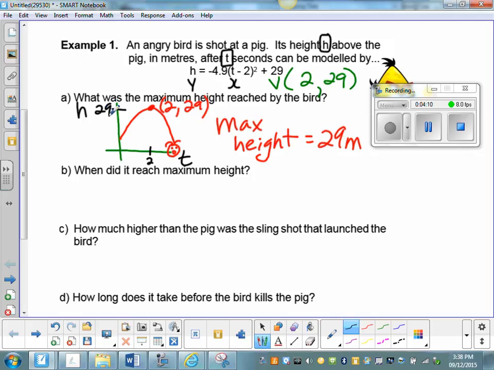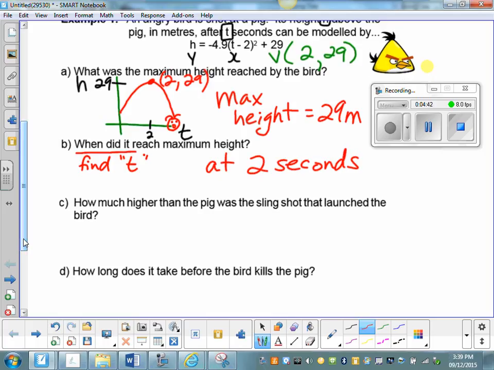The flip side of this type of question is that we'll often see them ask, when did it reach its maximum height? So if they're asking when, they want us to find t. They want us to find time. So the time when the angry bird reached its maximum height was at 2 seconds. So in all these questions, we're either being asked for time or height, and we're usually given information for the other variable.